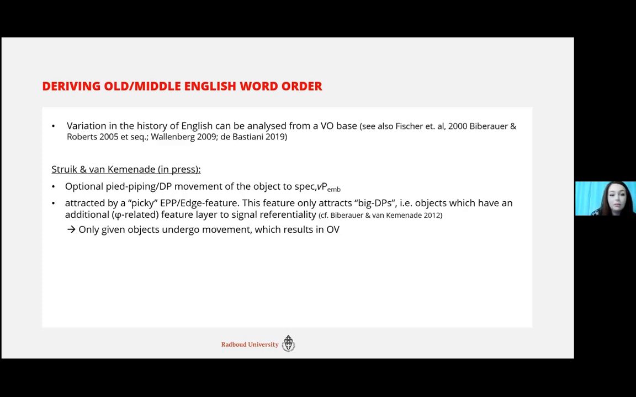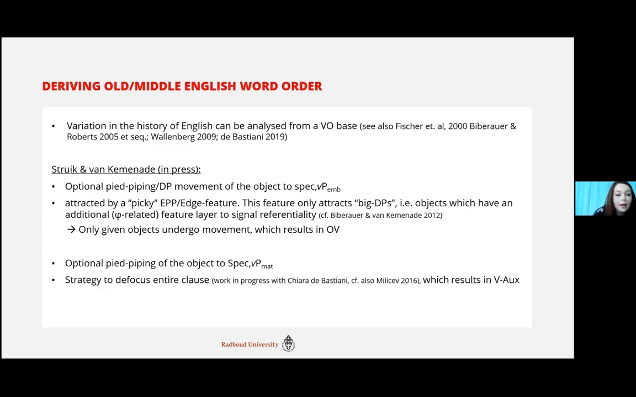It is really by means of the features of the objects that information structure plays a role within the syntax. And that means that only given objects undergo movement, which results in OV. And then secondly, I assume optional piping of that lower clause under the influence of the object or the clause to the specifier of the higher little VP, which I assume is a strategy to defocus the entire clause. I'm working on this with Chiara Bastiani, and this has also been proposed by Tanya Milichev. And this is what results in a verb auxiliary word order.